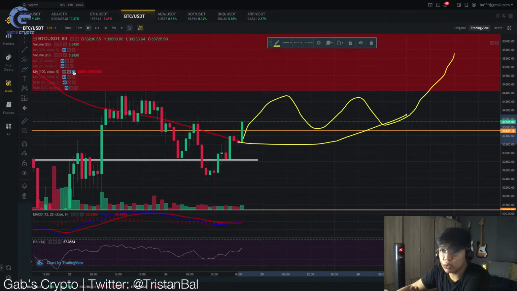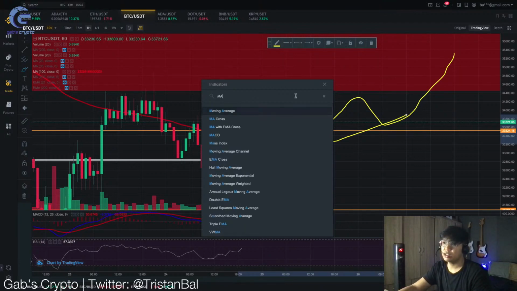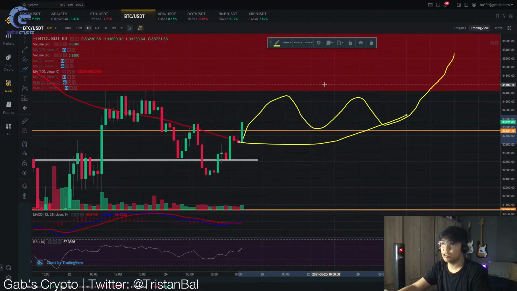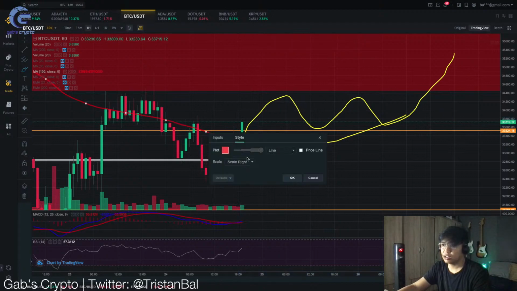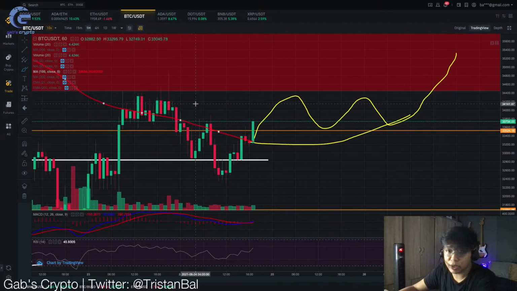So if I were you, start plotting the 100 moving average. You could actually get that by typing the indicator MA, and then pag na-select nyo na siya, you just have to click the setting and then type in sa input 100 so that you could see this 100 moving average chart for the Bitcoin price action.